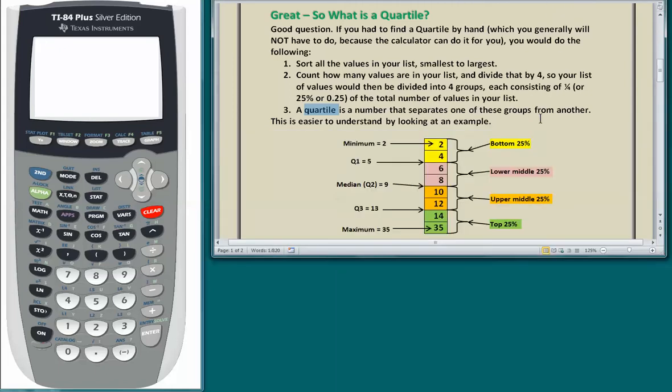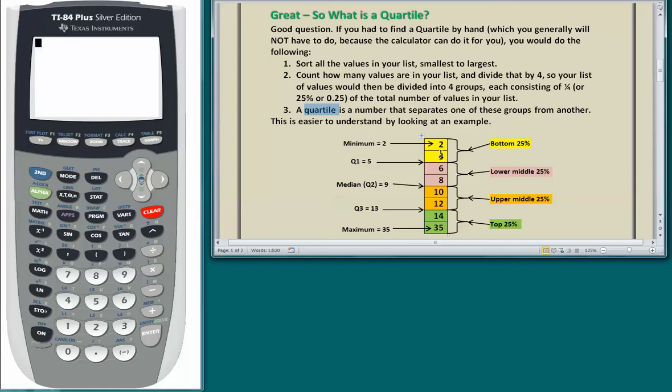So take a look at this list of values, or this set of data. I'm just focusing on these numbers right here. 2, 4, 6, 8, 10, 12, 14, and 35. So here you'll see we have 8 numbers, and we would say that n equals 8 in this case. We have 8 sample values. And they are already sorted smallest to largest, 2 up through 35. If we count how many values are in the list, we just already decided that was 8. If we divide that by 4, we then have 4 groups, and each group consists of 2 values.